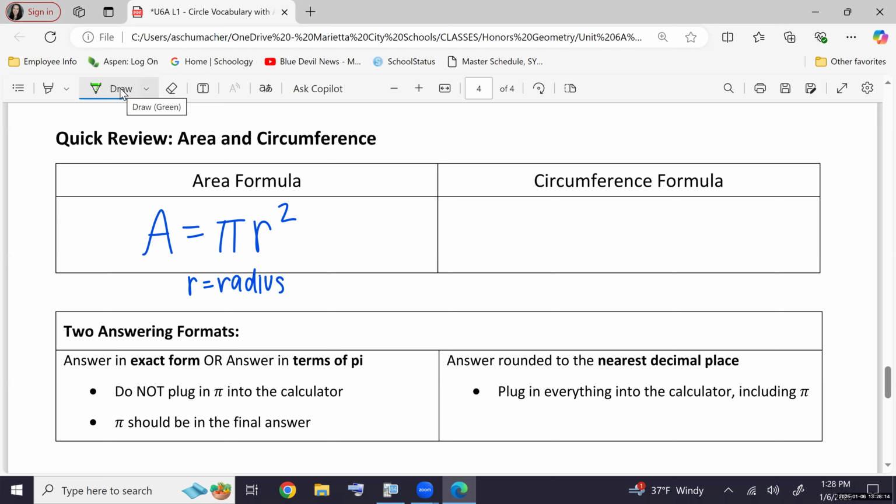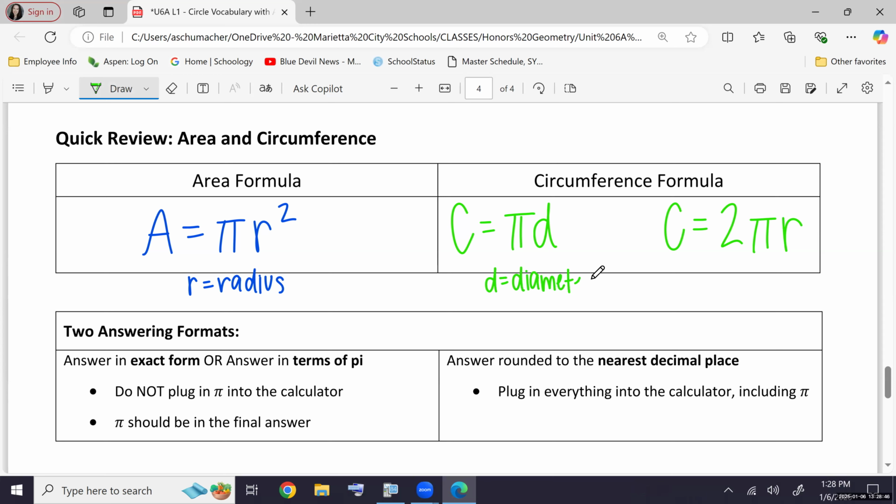Circumference is a tad bit different because it has two formulas that can be used depending on what information you are given. Circumference can be C equals pi times D, or C, which is for circumference, could be 2 pi r. It all depends on what information you are given. Pi times D, D is going to be your diameter, whereas C equals 2 pi r. It is 2 times pi times r, and r is your radius.